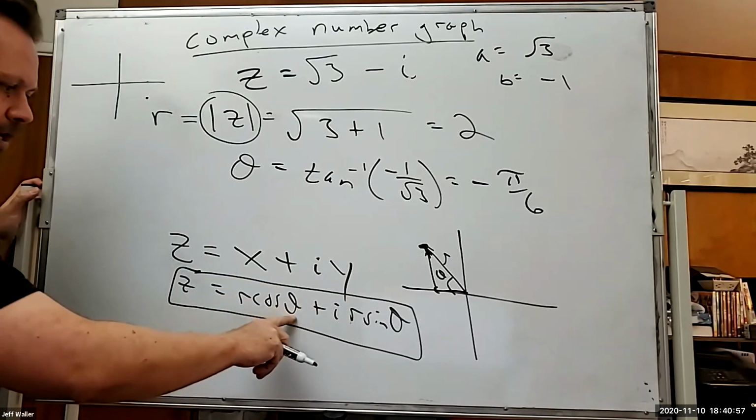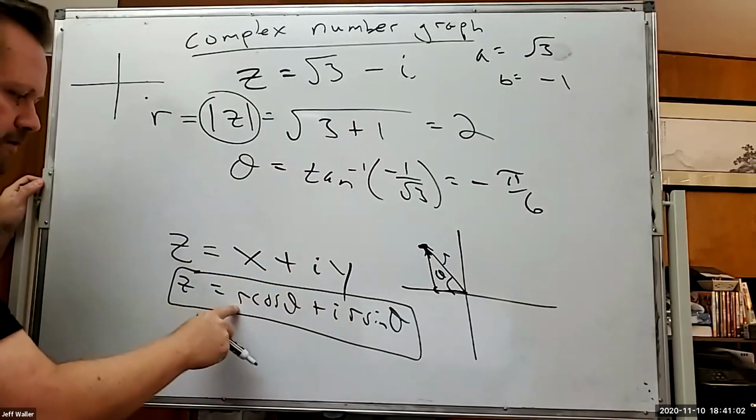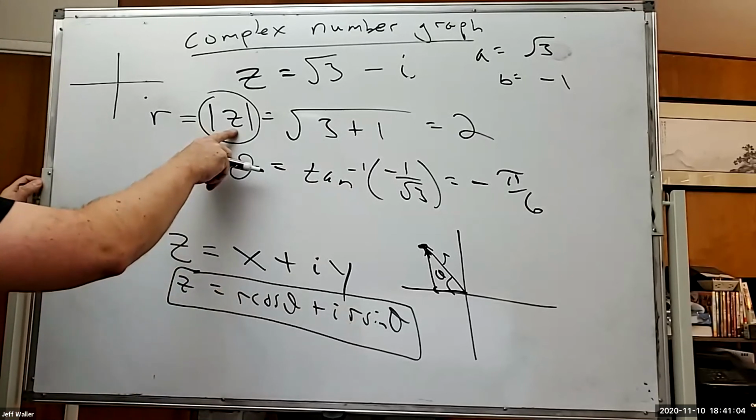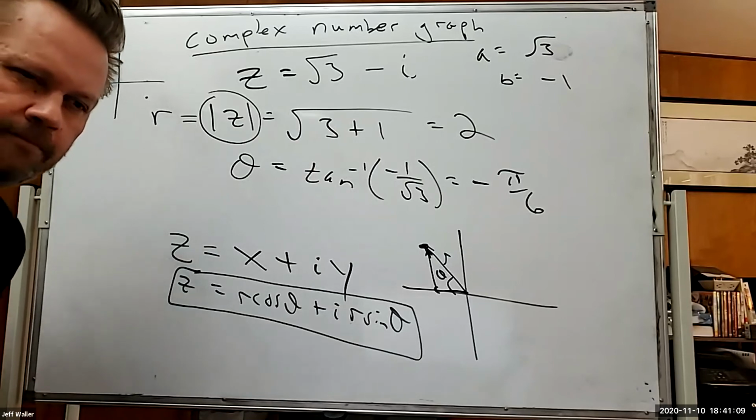How do I figure out what theta is? Inverse tangent of b over a. How do I figure out what r is? Find the absolute value. Do the distance formula, right?